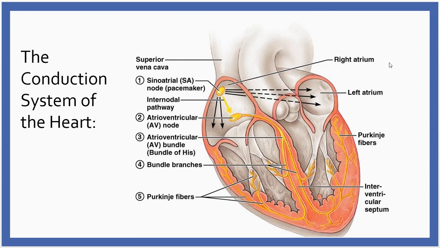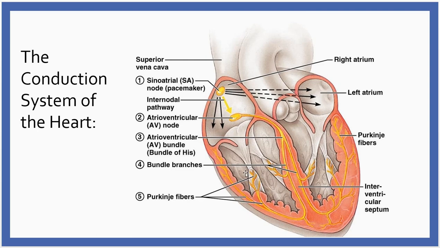So from the AV node then, the impulse continues to travel down through what's called the bundle of His, and then you'll notice we break off into these bundle branches. And so we've got a right bundle branch, and then we've got two left bundle branches. Now remember, as the electricity is traveling through, it's causing a wave of depolarization through the ventricle that's going to cause ventricular contraction.